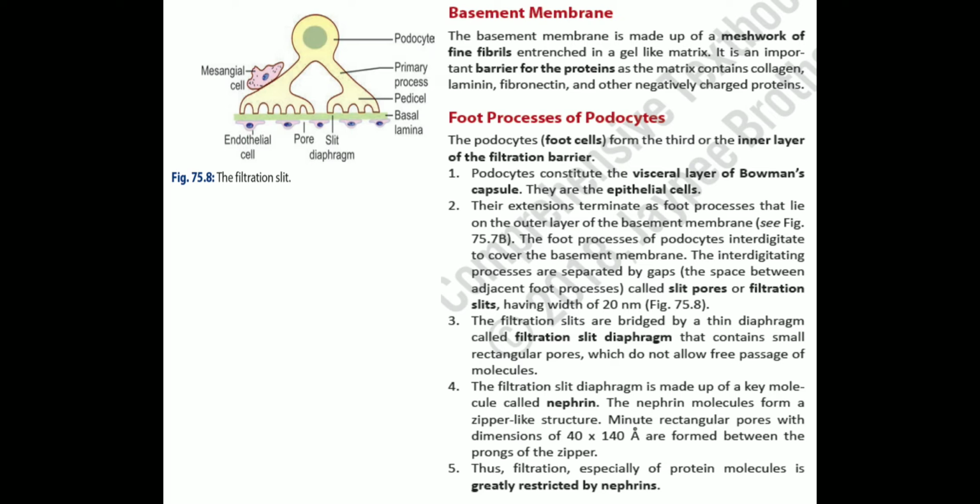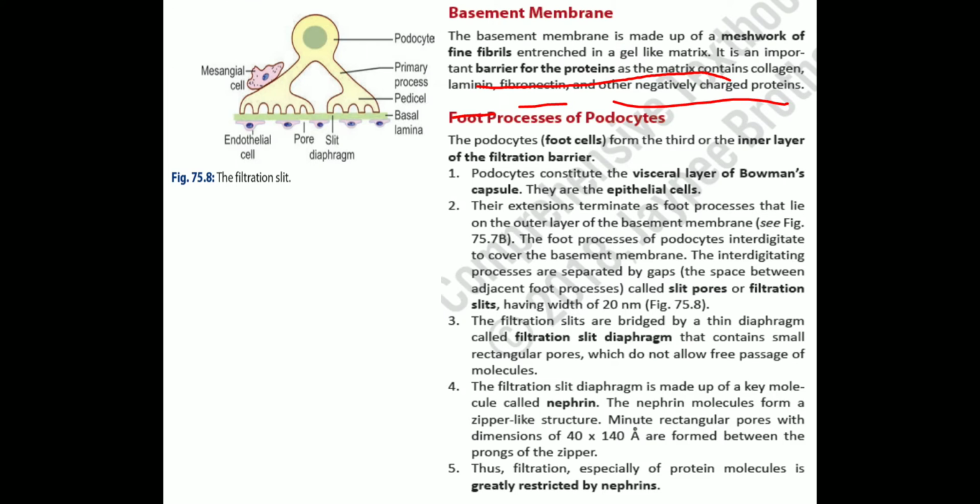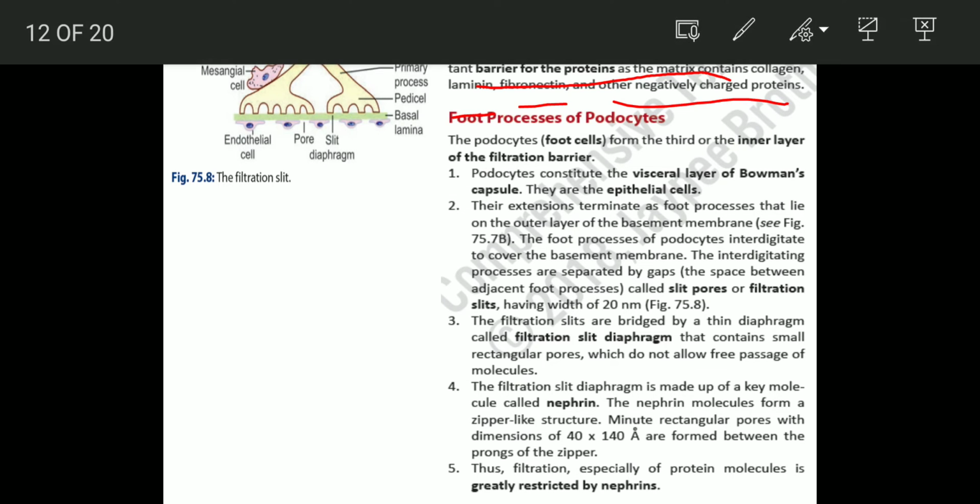In this filtration slit, the basement membrane which you see is made of a meshwork of fine fibrils embedded in a gel-like matrix. These are basically the barrier. This acts as a barrier of proteins, matrix, collagen, laminin, and ultra negative charge proteins. What we see here is the foot process of the podocytes.